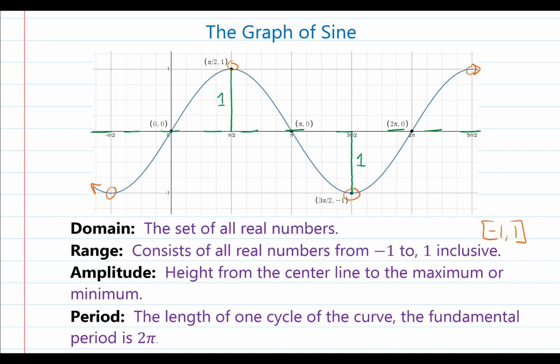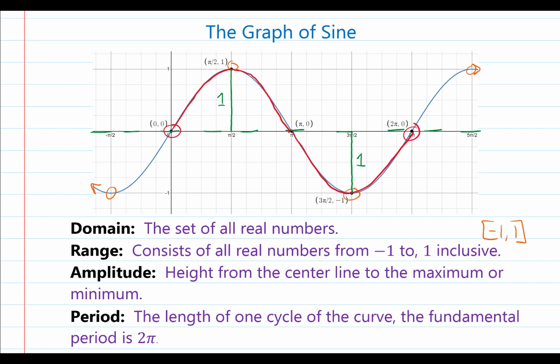The period is the length of one cycle of the curve, and the fundamental period, meaning the period for just the sine function with no transformations, is 2 pi. So we can see that in this particular graph, we can look at a cycle as starting at (0, 0). It then goes up to this maximum, curves back down to another x-intercept at (pi, 0), decreases down to the minimum, and then increases up to another x-intercept. And at that point, it's done with its first cycle or period, and then it continues on to another cycle or period.